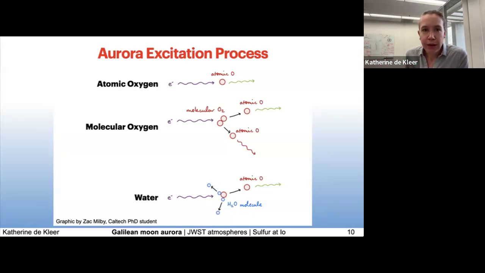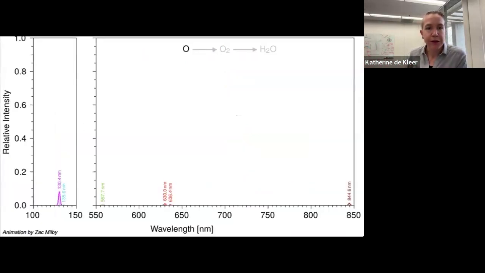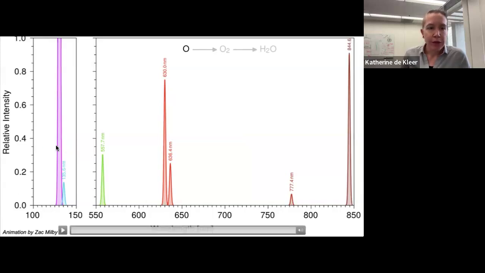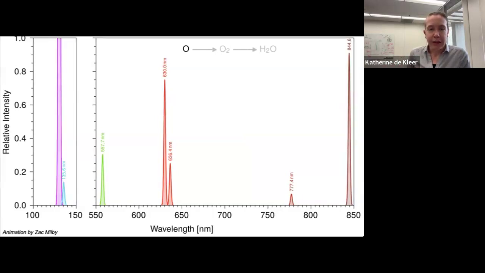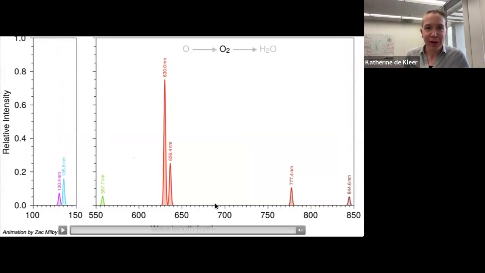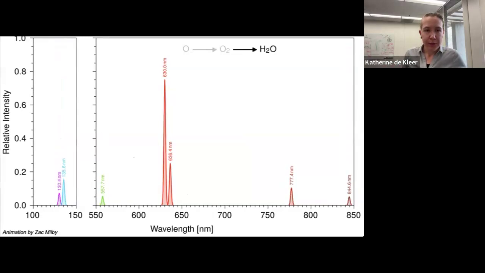Okay, my student, Zach Milby, put together a really nice little animated spectrum here to show you this. This is basically a synthetic spectrum of the different auroral lines that we detect in the UV, which is what I was just showing you before, as well as the optical wavelengths. If the atmosphere were atomic oxygen, this is what the spectrum would look like. Then if you postulate instead that there's molecular oxygen instead of atomic, your line ratios change substantially. Now this red line becomes by far the most prominent. And then if you go look for a water atmosphere, here's how that spectrum changes.